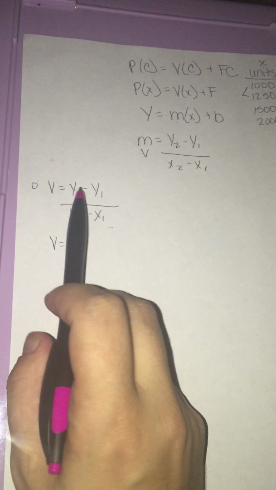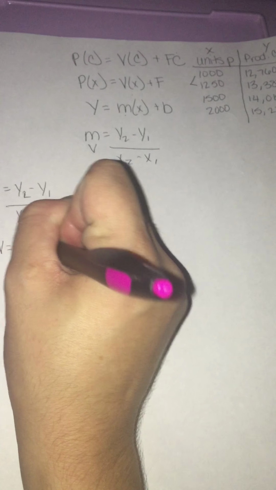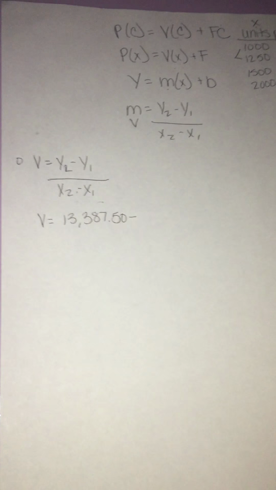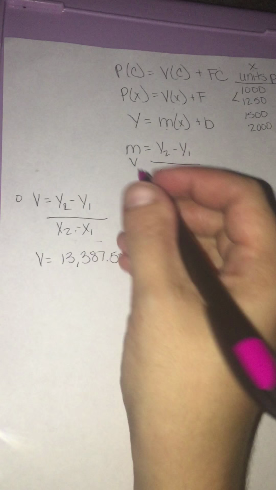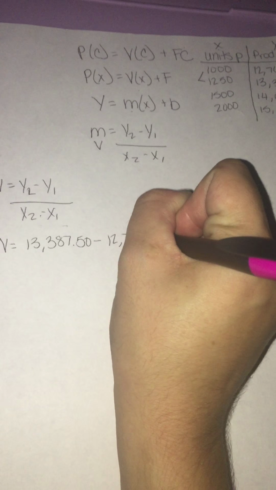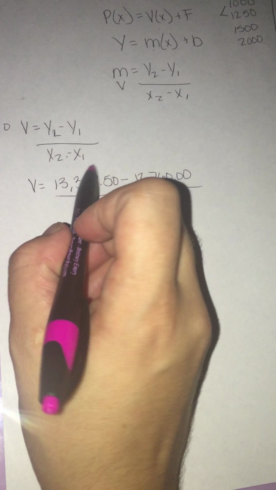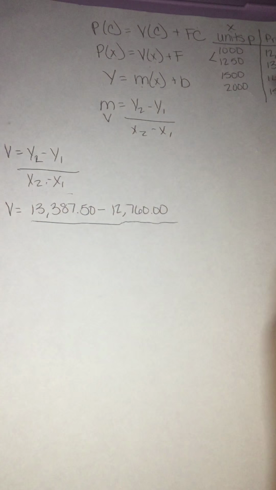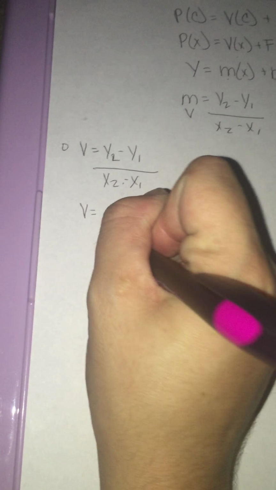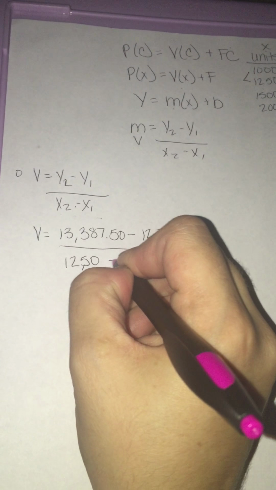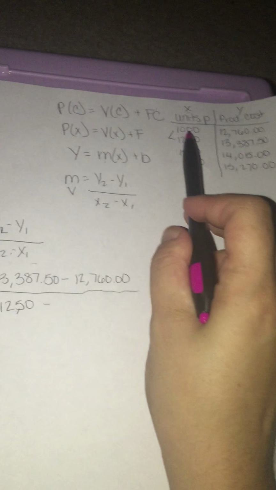So, all right, let's do y sub 2, which is 13,387.50, minus y sub 1, which is 12,760, divided by x sub 2, which is 1250, minus x sub 1, which is 1000.